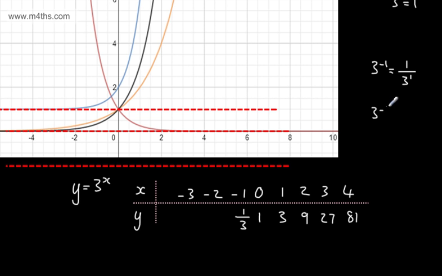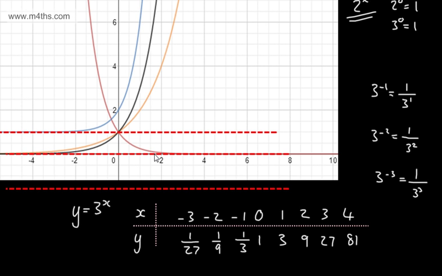3 to the power of minus 2 is going to be 1 over 3 squared, which is going to give us 1 over 9. 3 to the power of minus 3 is going to be equal to 1 over 3 to the power of 3, and that's going to give us 1 over 27. So we can see for negative values of x, this is going to get closer and closer to 0. We say it tends to 0, but it doesn't ever equal 0.